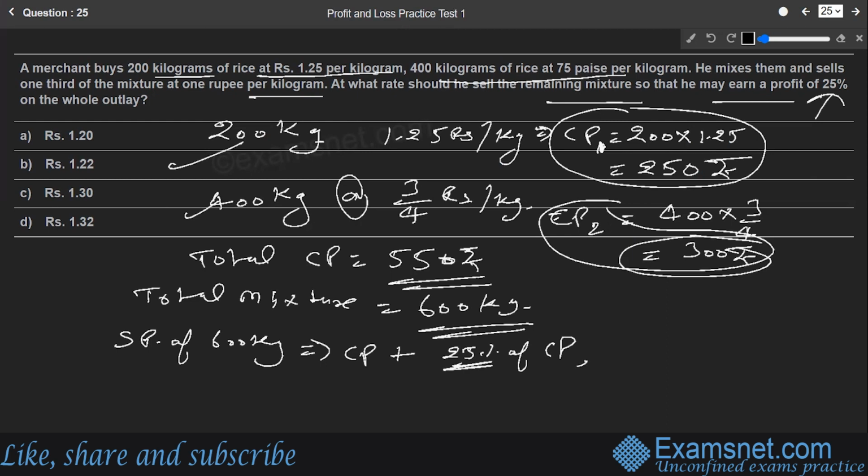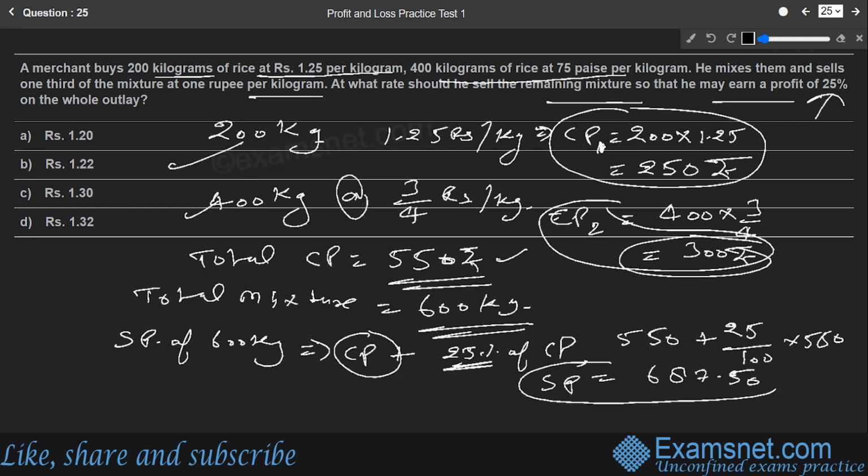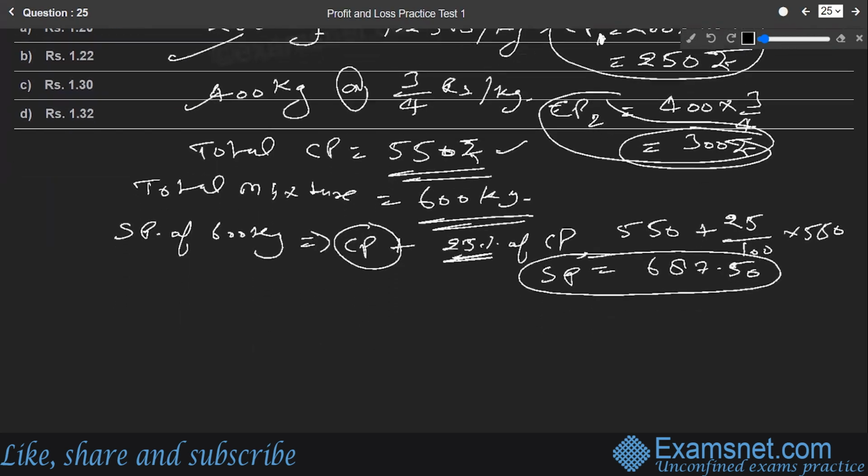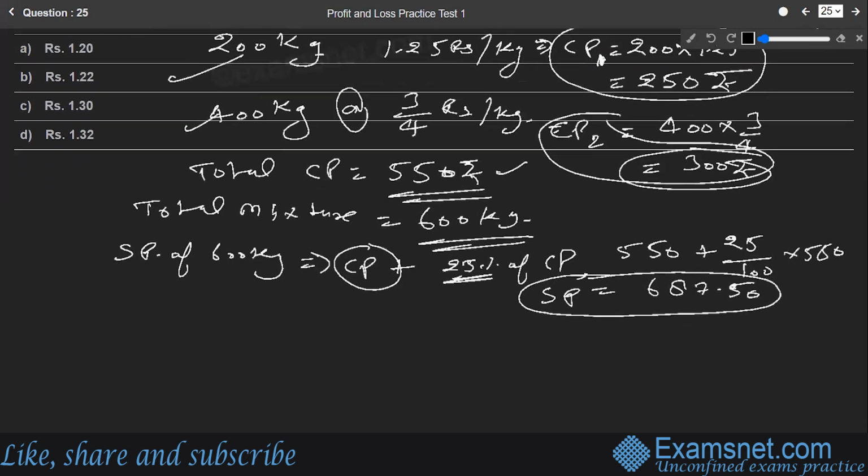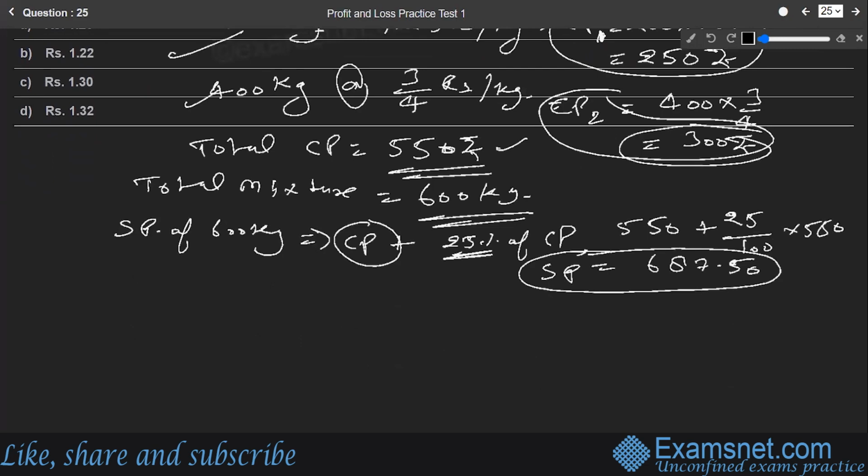How much is the cost price of this 600 kg? We already know that is 550. So it has to be 550 plus 25% of 550, 25 by 100 of 550. Okay, if you solve this further, this lands to rupees 687.50. Rupees 687.50. This is the ultimate selling price of the 600 kg rice.